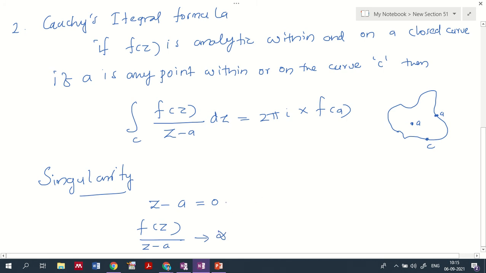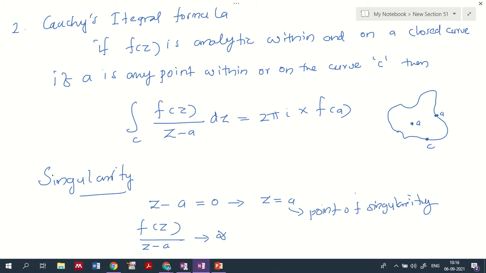When z minus a becomes 0, we can call this condition z equal to a. Whenever z equal to a, z minus a becomes 0. So this point, when z equal to a, we call the point of singularity. This is a very important representation, about the singularity point.